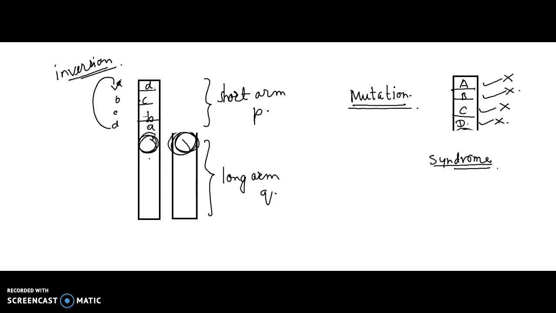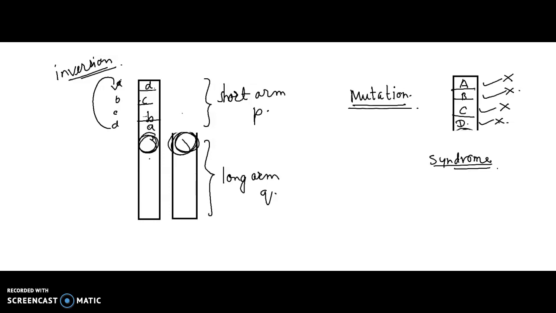Now this inversion has resulted in a change in the sequence. Ultimately, the structure of the chromosome is getting damaged or altered here. And that's why all these mutations that occur on the chromosome could be lethal, or could result in some abnormal phenotypes.